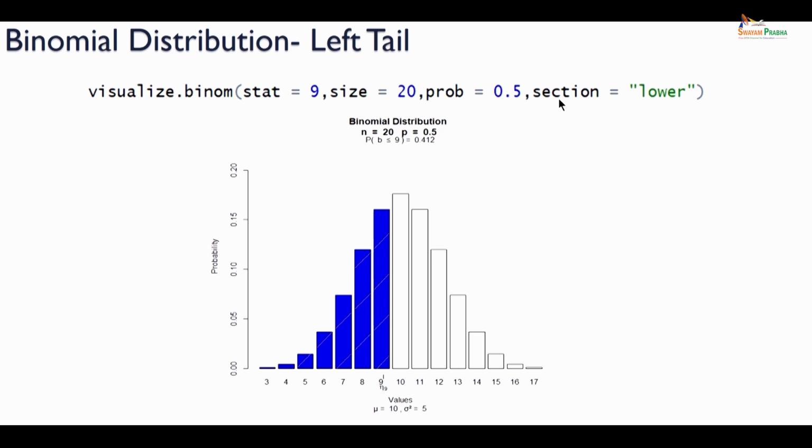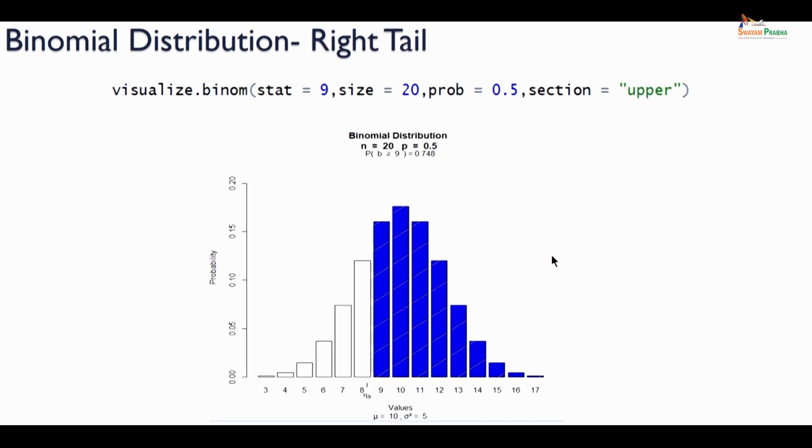Now let us change section from lower to upper and see what we get. When I change the section from lower to upper, the right hand side of the start value is highlighted. This tells me the probability of getting 9 heads or more out of the 20 trials. That probability is displayed on top of the plot and it is given as 0.748.